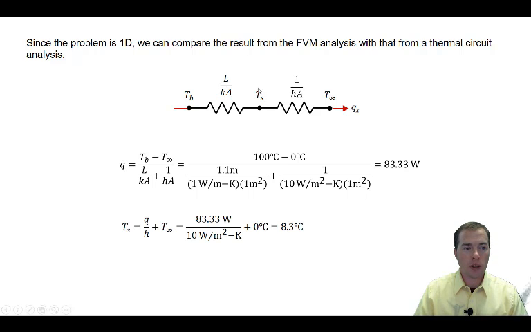Then we can compute the unknown surface temperature at the end of the rod. For the given conditions, it is 8.3 degrees C. We thus expect the finite volume method to provide a linear change in temperature from the base temperature of 100 C to 8.3 C in the solid rod. Let's see if that's the result that we obtain when using the matrix inversion method in MATLAB. I will now show you how to do the matrix inversion method in a code.